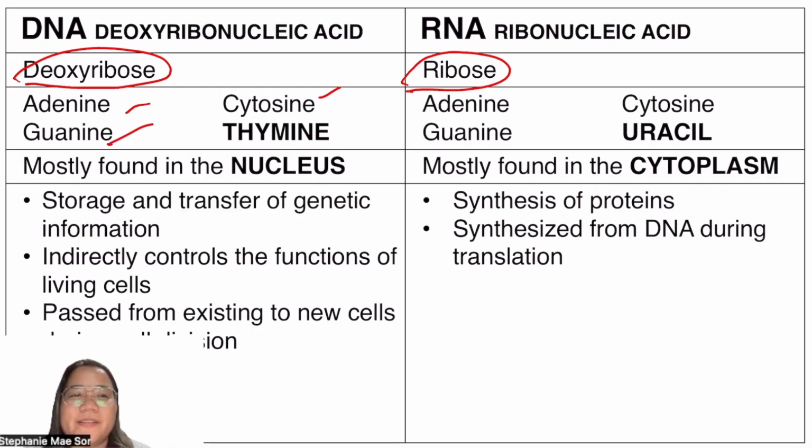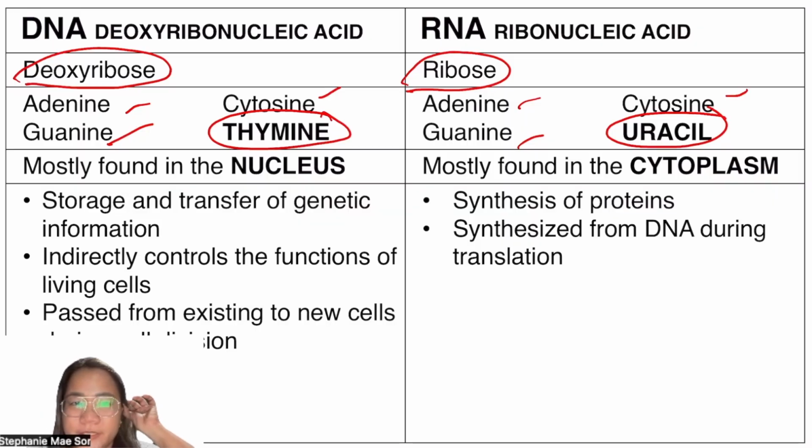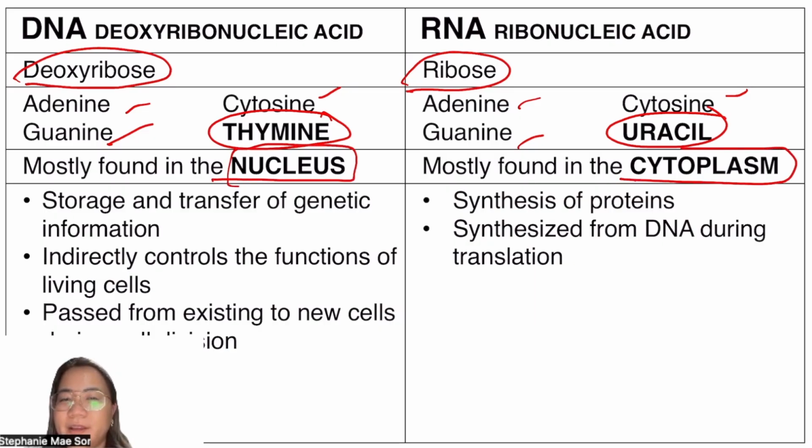You have the same three bases, adenine, cytosine, guanine. For RNA, pareha silang merong adenine, cytosine, guanine. Ang pinagkaiba nila, sa DNA, you have thymine. Sa RNA, you have uracil. So, your DNA is also mostly found in the nucleus, while your RNA is mostly found in the cytoplasm. So, syempre, magkaiba sila ng structure, magkaiba sila ng location, magkaiba rin sila ng function.